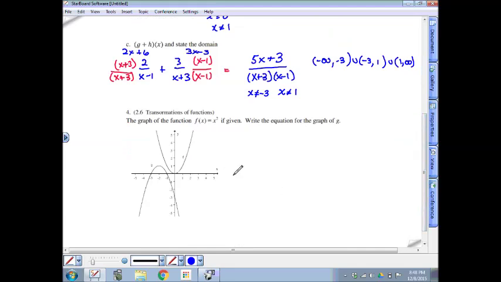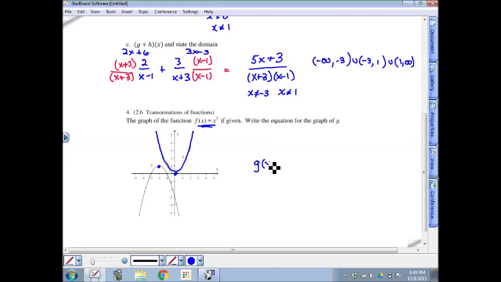For question 4, the original function here, the f function, has the equation x squared, but then it was transformed into this function, the g function, so we've got to figure out what the transformations were. First looking at the vertex, it started at (0, 0), and the vertex ended up being moved 2 to the left, and then up 1. And then the graph also flipped upside down.